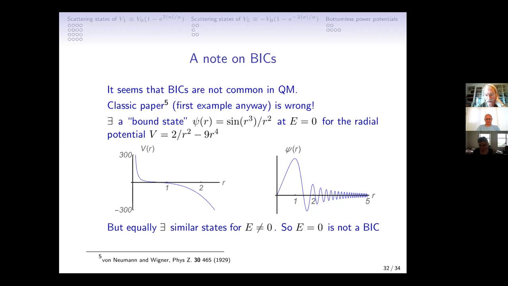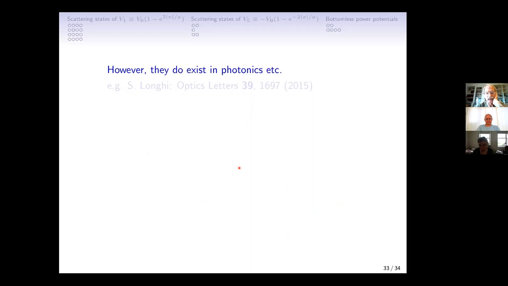Okay. Anyway, in fact, bound states in the continuum do exist, or the analogs of them do exist, in photonics and solid state and condensed matter physics. There's a nice example by Longhi in the context of photonics, and actually it involves PT symmetry. So I am bringing in some references to PT symmetry after all.